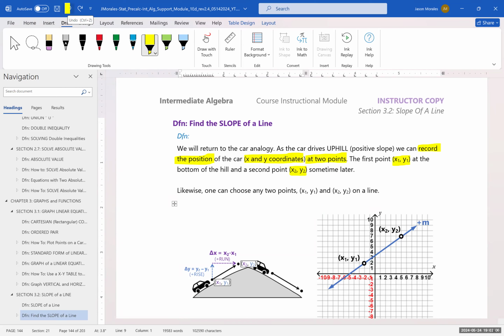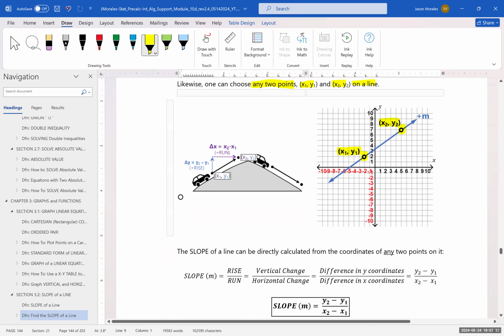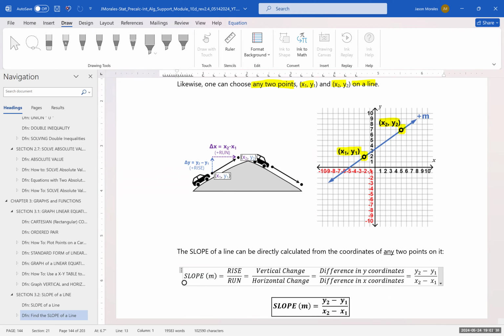So in the same way that we can choose 2 points in time for the car going up the hill, we can choose any 2 points, x1, y1, and x2, y2 on a line. So here on this graph on the right, I've got 1 point here, and we're labeling that x1, y1. And we've got a second point here, and we're labeling that point x2, y2. And so the slope of a line can be directly calculated from the coordinates of any 2 points on it.